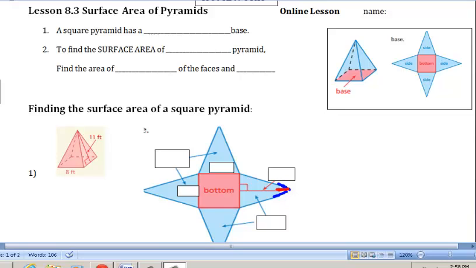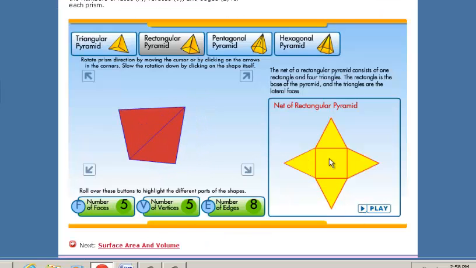That's all it means. We've already looked at the nets of pyramids, but let's look at it once again. This is the same website that I've shown you before. The one here is a square pyramid, because the base is a square, and the rest are the faces. All the lateral faces are triangles. So you have a square base and four triangles, because a square has four sides.